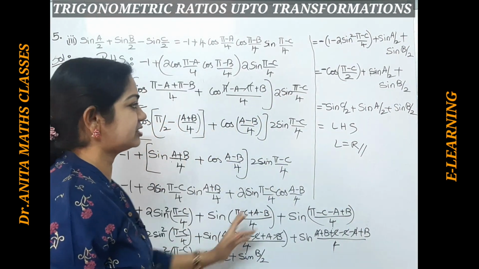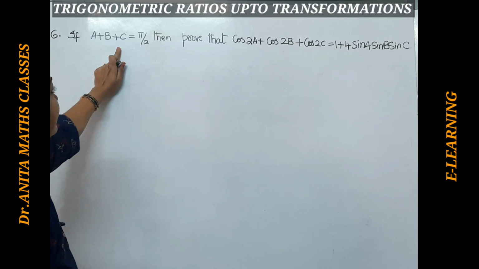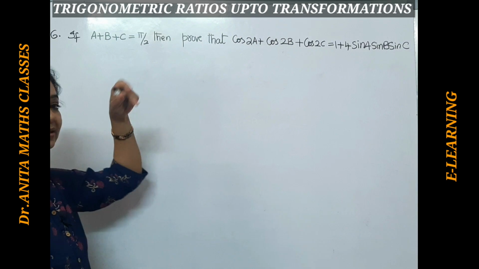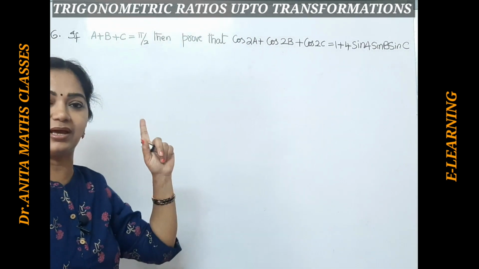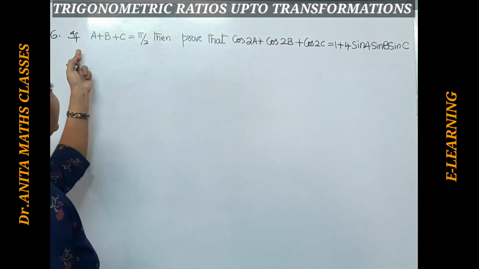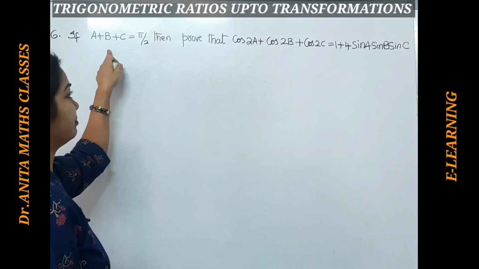We have started with RHS and we got the LHS. Please pause it and note one thing. Here, A plus B plus C is equal to pi by 2. In all the problems we had, they were the angles of a triangle, meaning we had taken A plus B plus C as pi. But here it is clearly given A plus B plus C is 90 degrees. That is important here.